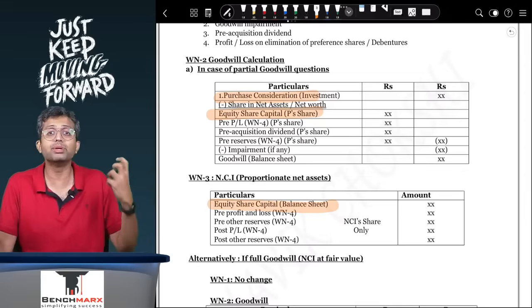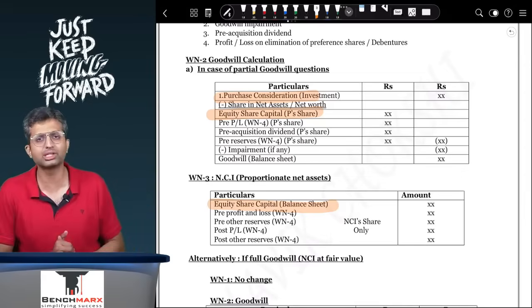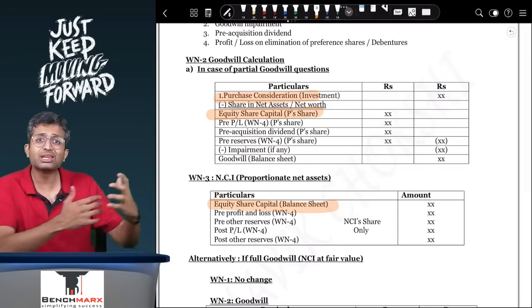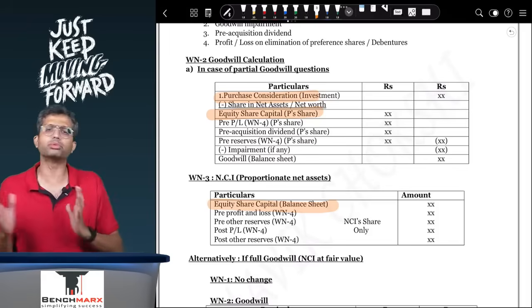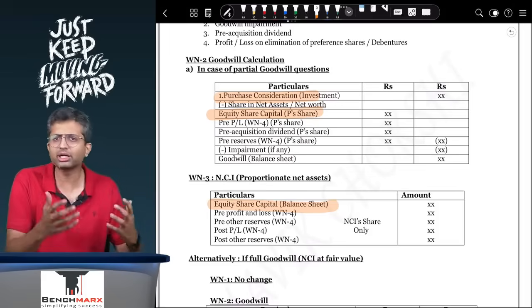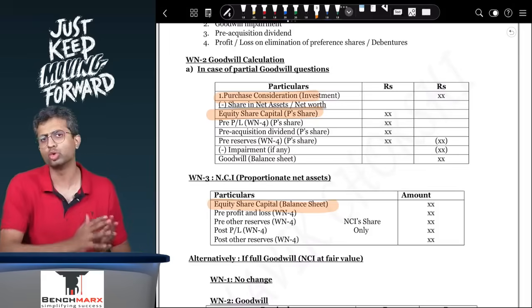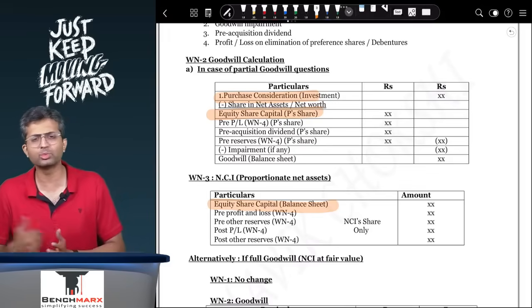Again, they will be eliminated or consolidated in the ratio of parent and NCI, and hence a separate working is required. This is a stage where you need practice. By the time you read the question and reach this stage, probably including the reading time and the format and presentation, I would want you to reach this stage at the 10th minute max. Remember, this is going to be a 16-mark question.